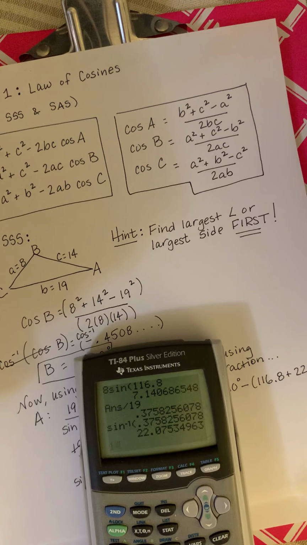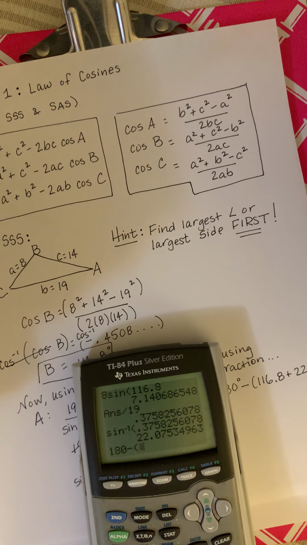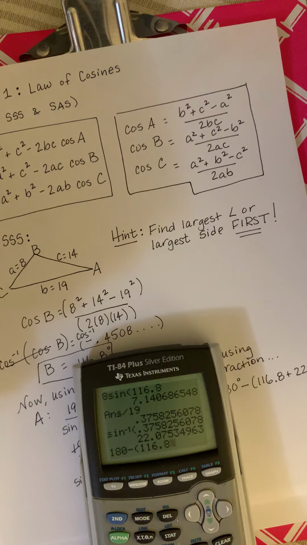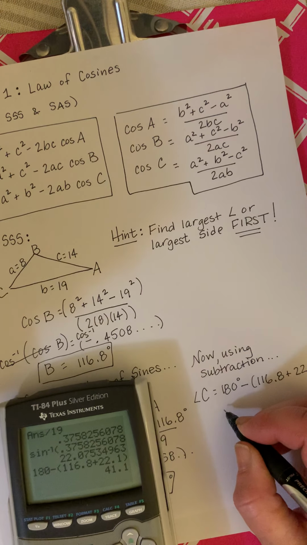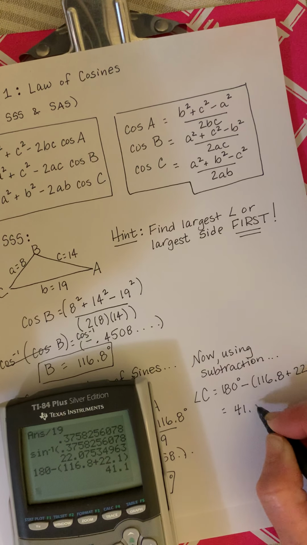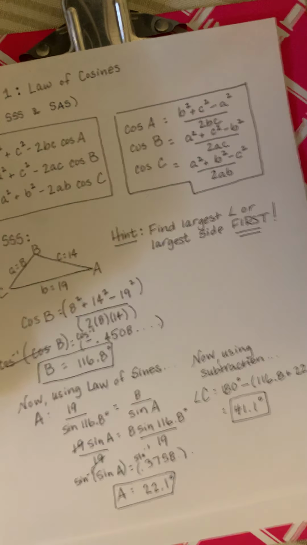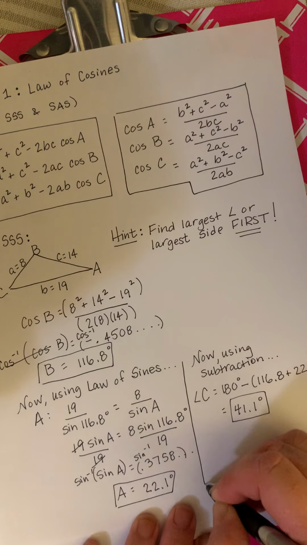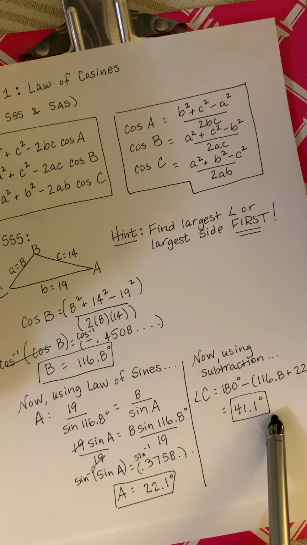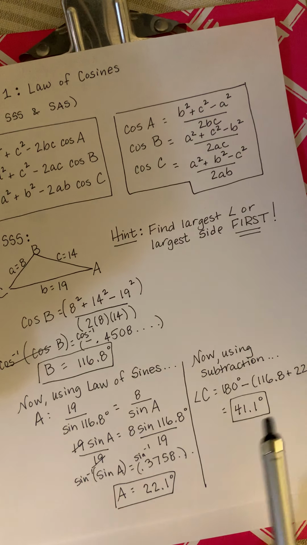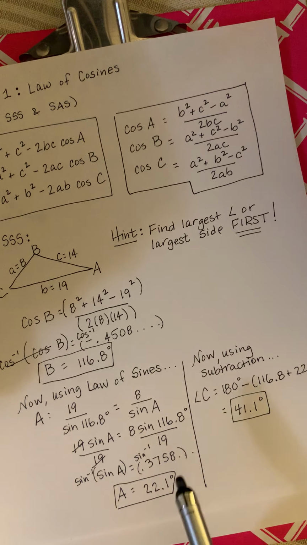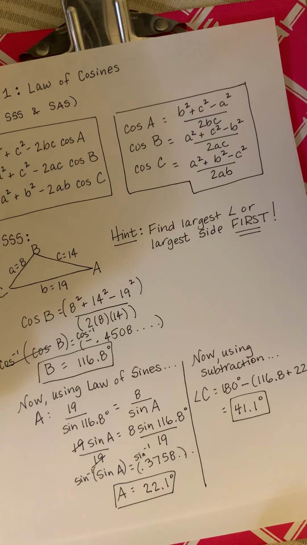Okay, so 180 minus 116.8 plus 22.1, and that gives us 41.1 degrees. Okay, now just to be clear, if you wanted to use the law of sines or cosines to find angle C and then also do subtraction to double check and make sure you're right, that's always an option.